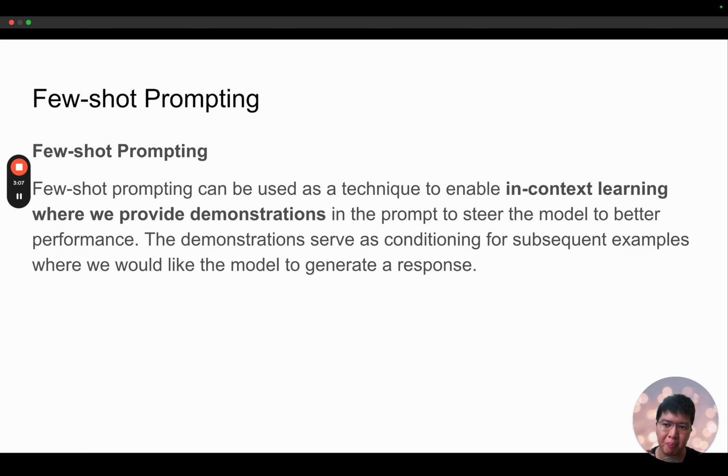So it's actually a much more advanced technique in generative AI, where the model can understand context and demonstration, so it can learn the pattern behind the scenes instead of us telling the model exactly what we want it to do.